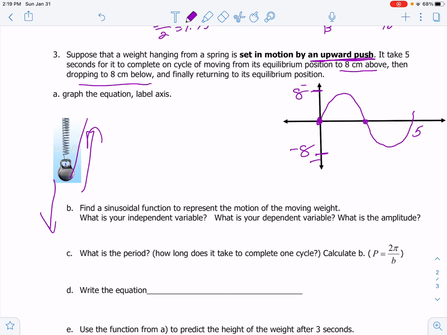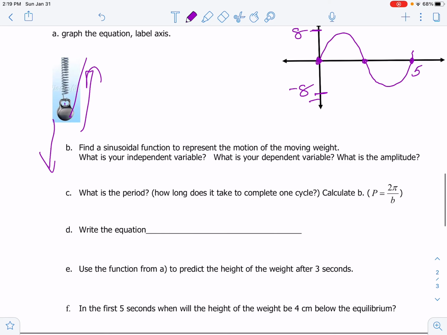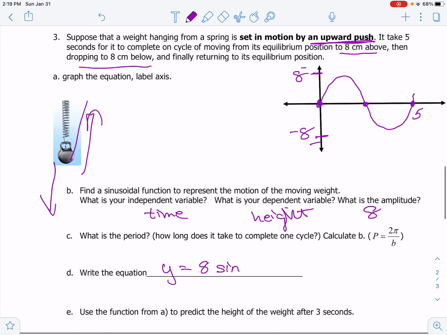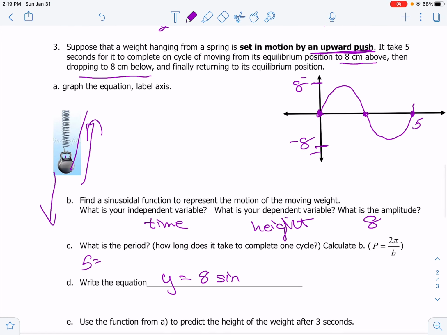All right. That looks like a sine graph because it's starting in the middle. So our equation is y equals, and we know it's a sine graph, and the amplitude is 8. But let's answer these questions. Independent variable is time. Dependent is height. Amplitude is 8. What's the period? Well, they told us it takes 5 seconds. So 5 equals 2 pi over b. So b equals 2 pi over 5. So this is 2 pi over 5 times t, and there's no displacement because it's starting at equilibrium.